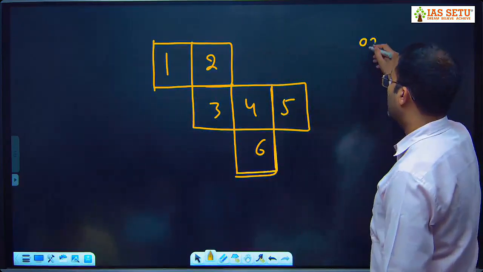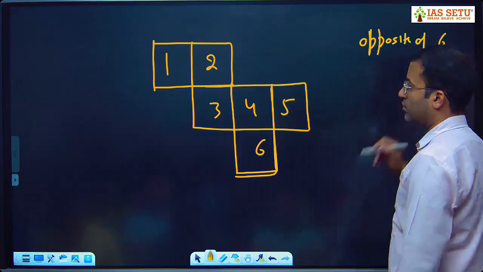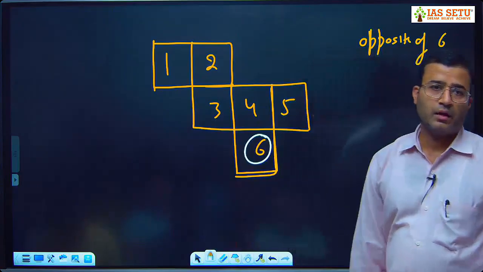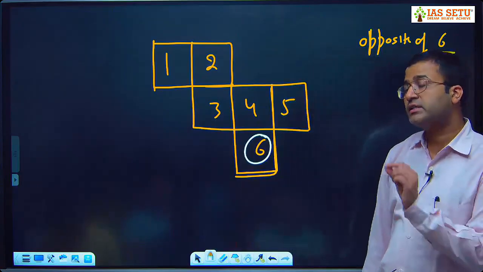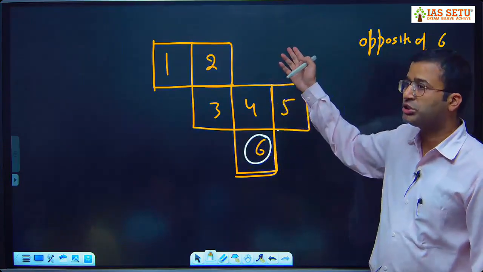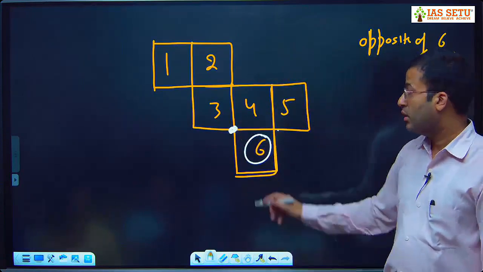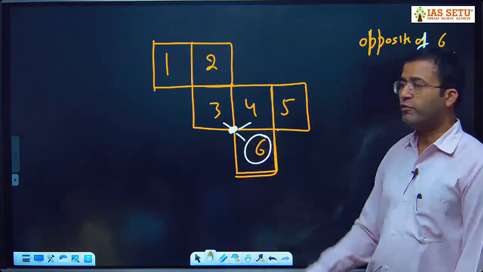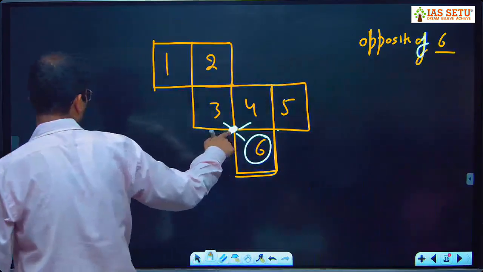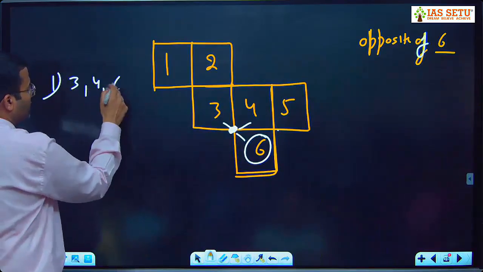Question is, what is opposite of 6? Now you focus on 6. Now we will see the vertex which we can make common. You have this or this. But if you take this, there is nothing after 4 and 5, so the picture will remain incomplete. So I take this vertex which is common for 3, 4, 6. Since this vertex is common for 3, 4, 6, so 3, 4, 6 are adjacent to each other.